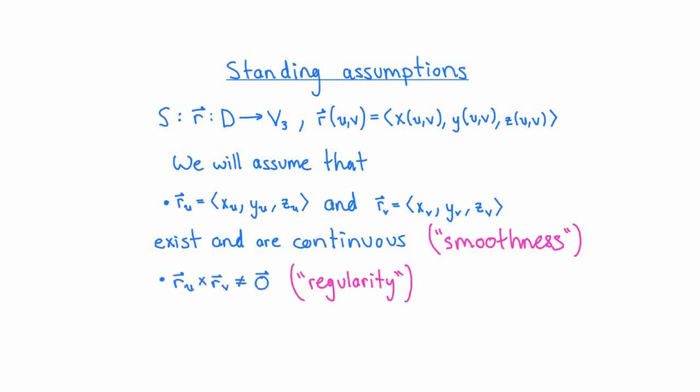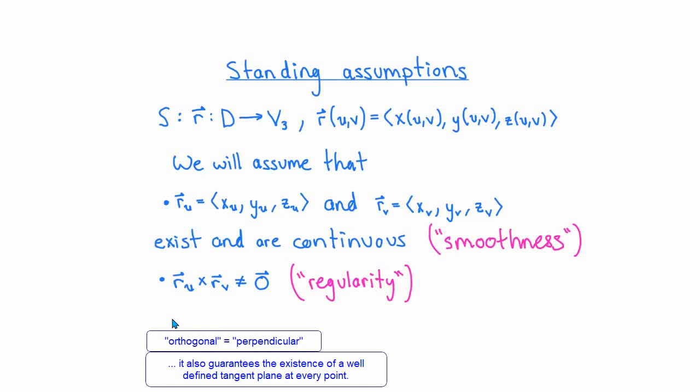The corresponding regularity condition that I want to enforce is that the cross product of the partial of r with respect to u and the partial of r with respect to v is never equal to the zero vector. The reason for this regularity condition, as you're about to see, is that it allows me to define a normal vector, which is orthogonal to the tangent plane of my surface at every point.